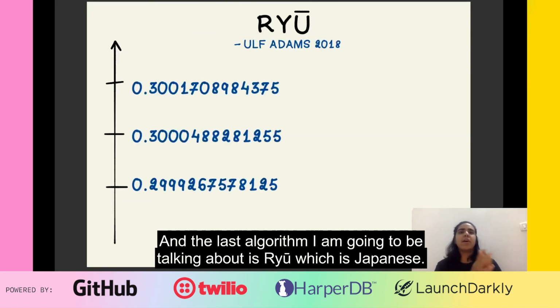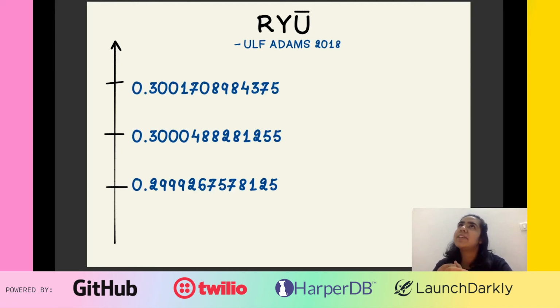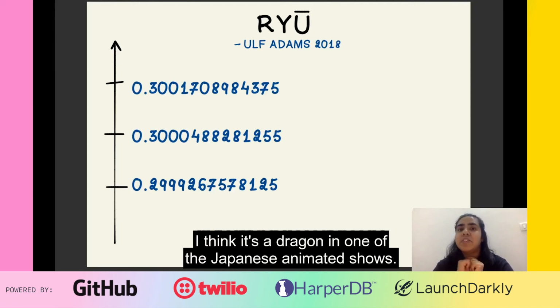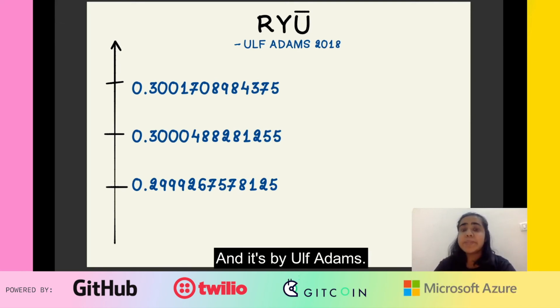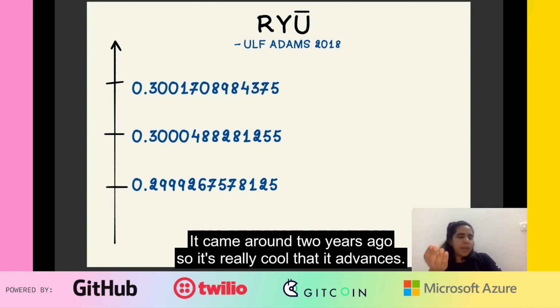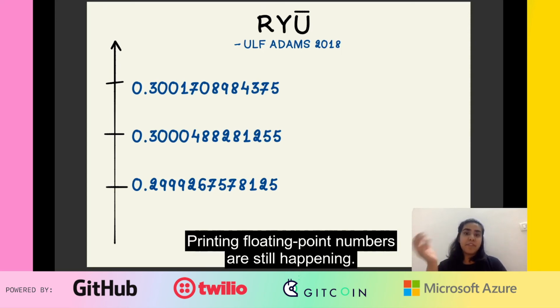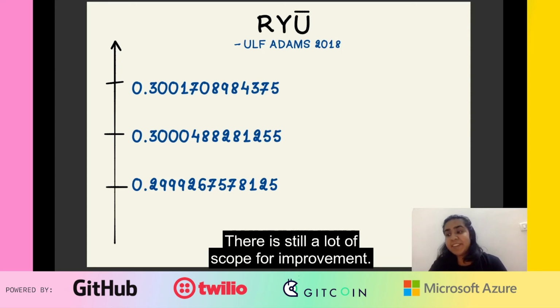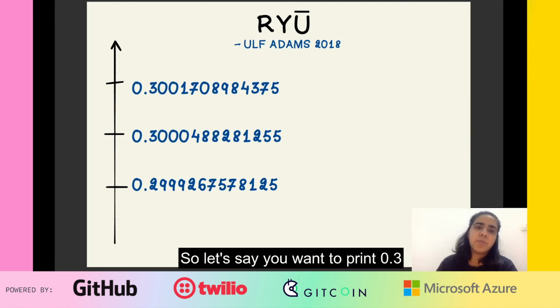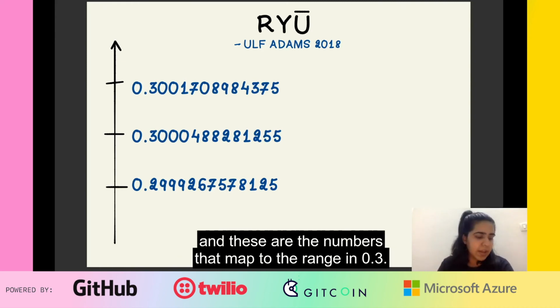And the last algorithm I'm going to be talking about is Ryu, which is a dragon in one of the Japanese animated shows, I think, and it's by Adams, and it came around 2 years ago. It's really cool that advances in printing floating point numbers are still happening. There's still a lot of scope for improvement. So let's say you want to print 0.3, and these are the numbers that map to the range in 0.3.